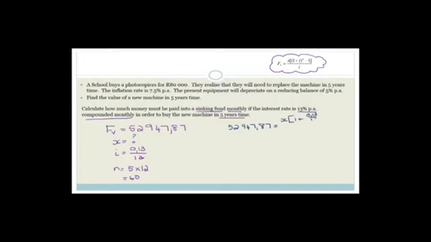Over 12. Whoopsie, hang on a minute. Sorry. I've got the little brackets. Multiplied to the power of n, which, sorry, is 60. It's okay, I can fill it in. 60 minus 1, close bracket, all over 0.13 over 12. Okay, so do you agree what I could do to make this easier for myself is I could put all of this into the calculator, because that's what this is saying. This is saying x times all of that has to equal that.